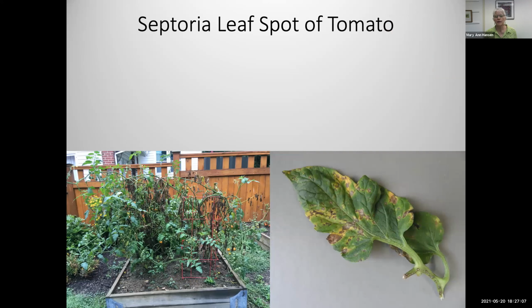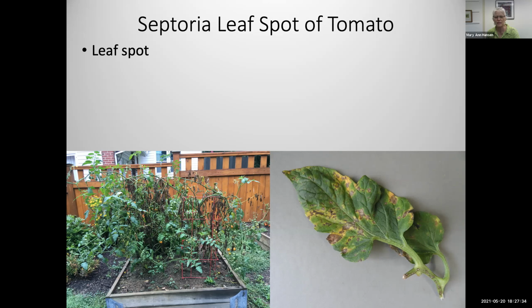But another disease of tomato that is on my high priority list in terms of common vegetable diseases in Virginia is Septoria leaf spot of tomato. And this is a disease we've actually seen more and more of as the years have gone by. We never go through a season in the plant disease clinic without diagnosing a bunch of tomatoes with Septoria leaf spot.